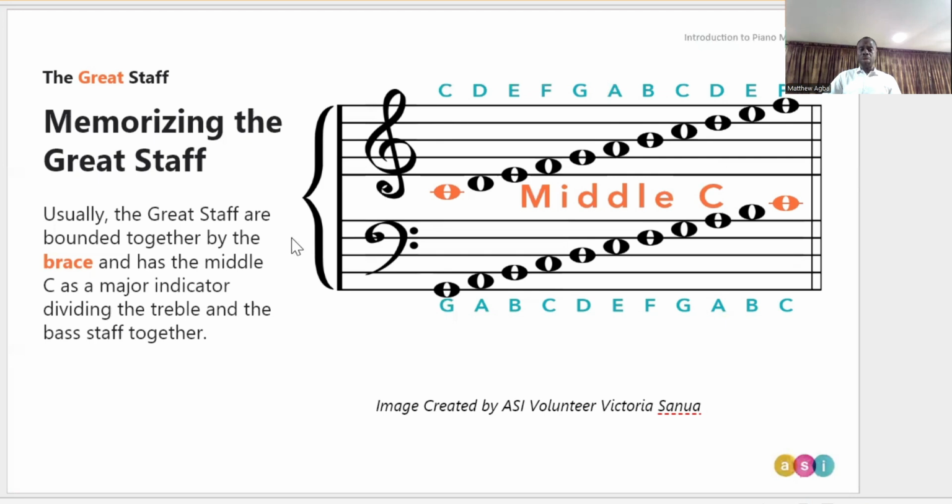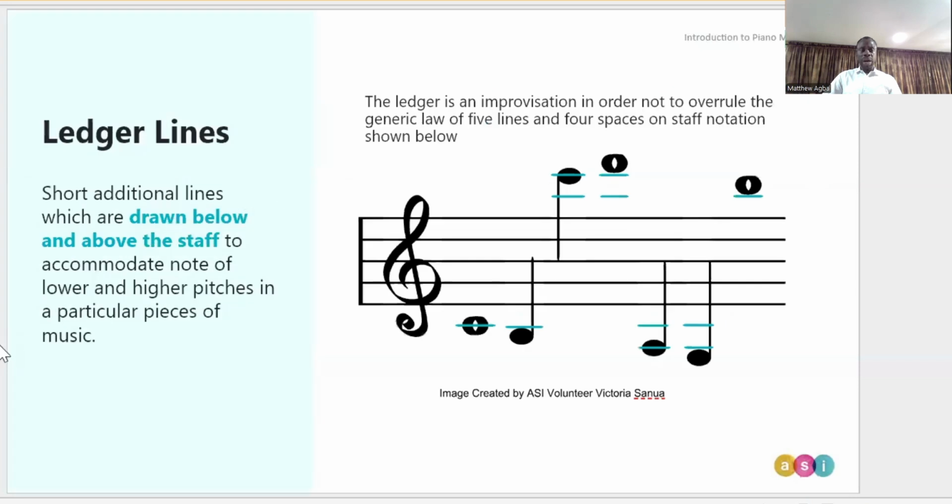So in the course of performing on the piano, or maybe singing, or maybe performing on any other instrument, you count with your lines and spaces. So alphabetically, that is how they are written.